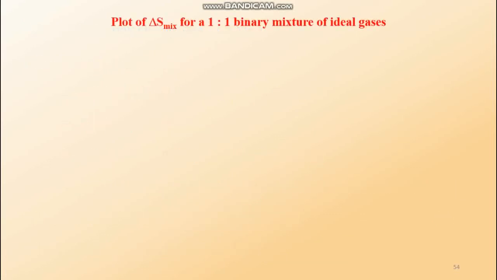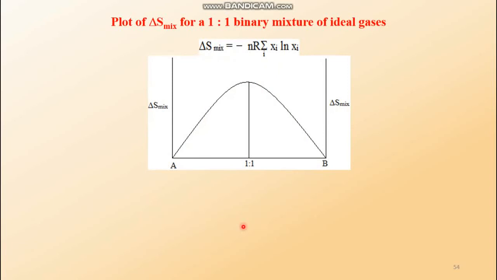And if this expression is plotted graphically, this graph is obtained. On the y-axis we are plotting delta S mix, and on the x-axis, from left to right the mole fraction of A is increasing, and from right to left the mole fraction of B is increasing. We find that at their equal mole ratio, that is their 1:1 molar ratio, they reach the maximum.